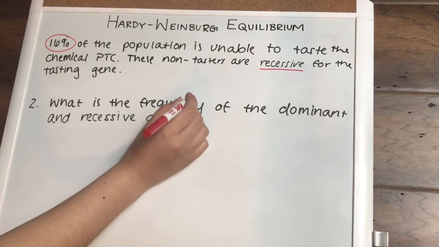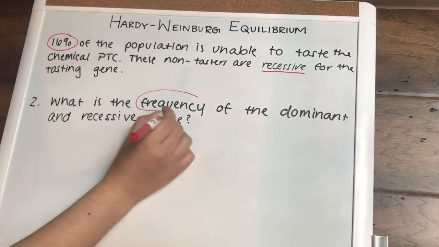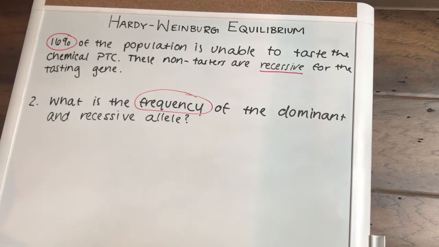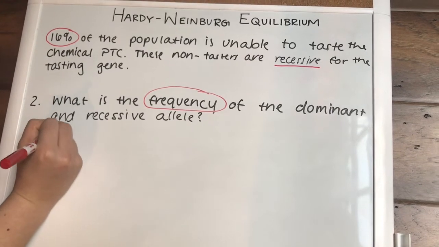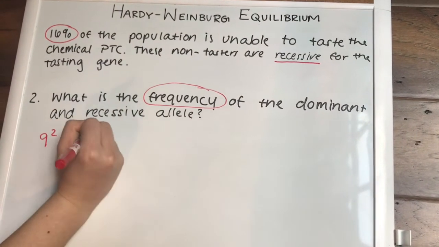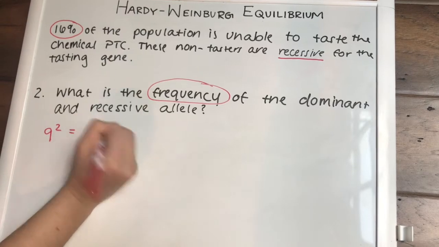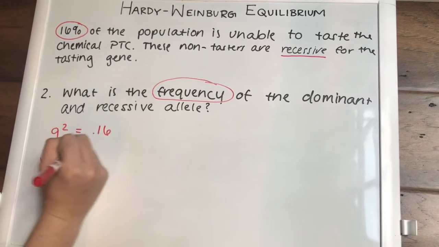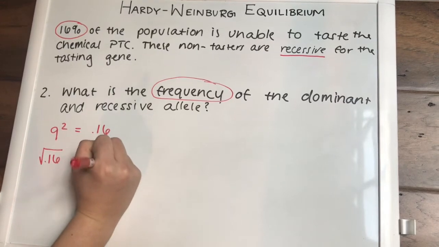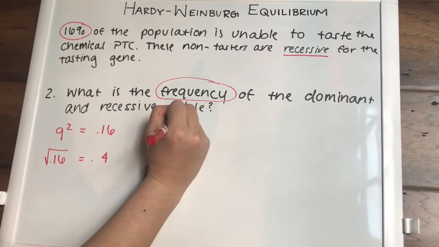Part 2 of the question asks, what is the frequency of the dominant and recessive allele? The original question states that the non-tasters are recessive, which is q squared. This means that we need to find out what the q squared value is. Once we convert the percentage into a decimal, we find that the q squared value is 0.16.